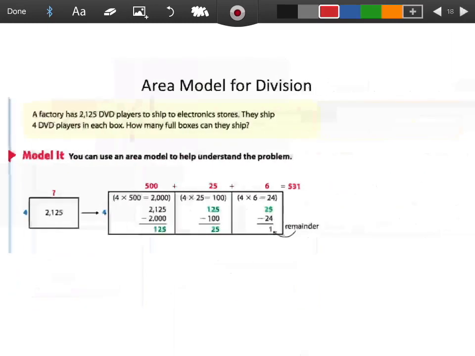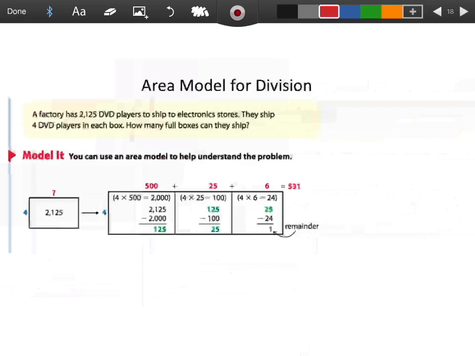So let's look at an area model for division. Our problem says, a factory has 2,125 DVD players to ship to electronics stores. They ship 4 DVD players in each box. How many full boxes can they ship?